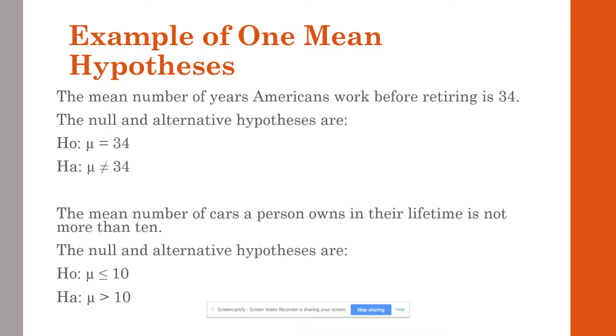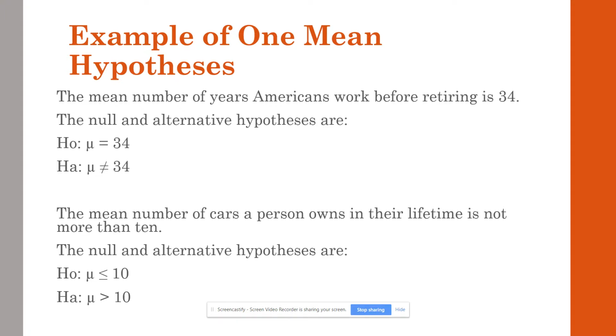So here are examples of one mean hypothesis tests. The mean number of years Americans work before retiring is 34. So you see the mean number means that we're going to use the mean, is means it's equal to, and 34 is the number of years. So the null for this one is the mean equals 34, and the alternative is the mean doesn't equal 34. So this is a two-tailed test because it's not giving me a direction that said it was less than 34 or greater than 34. It just says is 34.